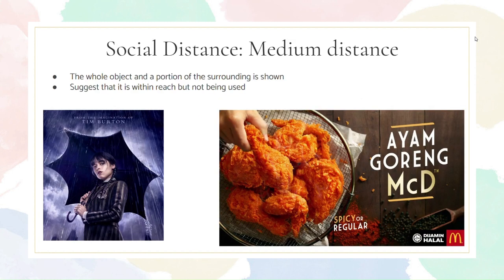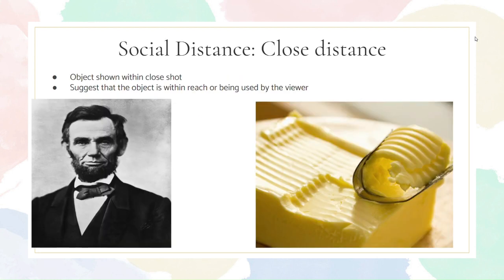So we have the first one, which is the close distance. So here is where the object is shot within close distance, or within close shot. So the image suggests that the object, which is the butter in this case, is within reach or the object is actually being used by the viewers.